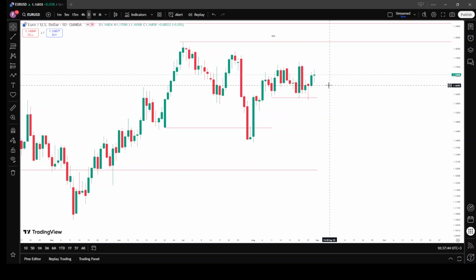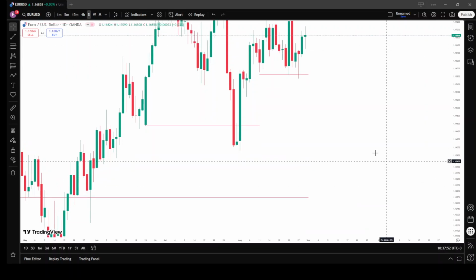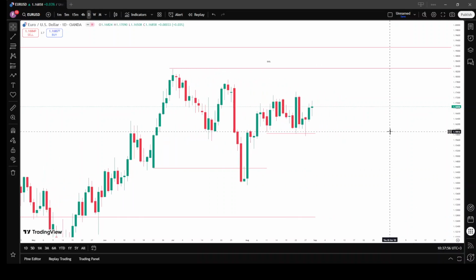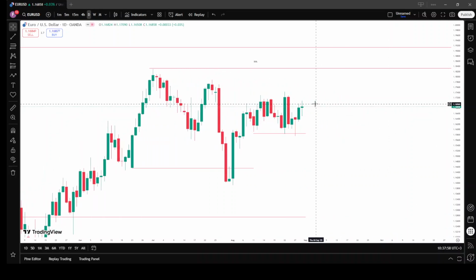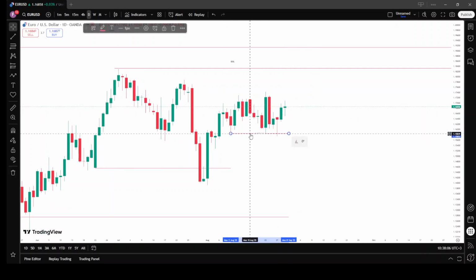That is possible because when you look at the DXY, it has been really dropping. DXY has been dropping massively this month. So the USD is really weak, and with the rate cuts incoming and with all the uncertainties, I don't think most people are holding that currency right now. So this is the daily chart.